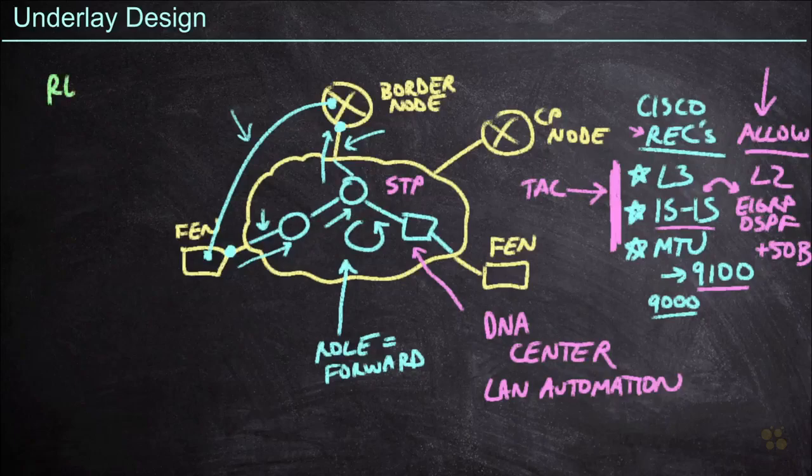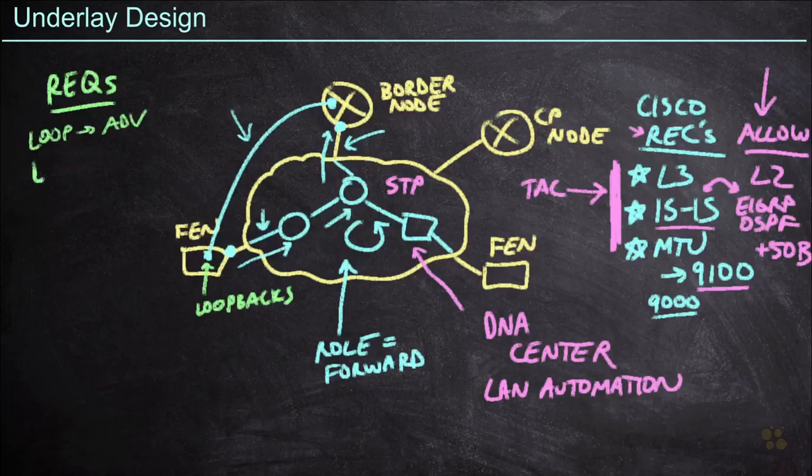Now, we do have a few other requirements, or at least strong recommendations, that we'd want to consider when deploying an underlay. First of all, in most cases, we are going to use a loopback address on the fabric edge nodes and the fabric border nodes in order to form our VXLAN tunnels. And we need to make sure that the loopbacks are getting advertised into the underlay domain.